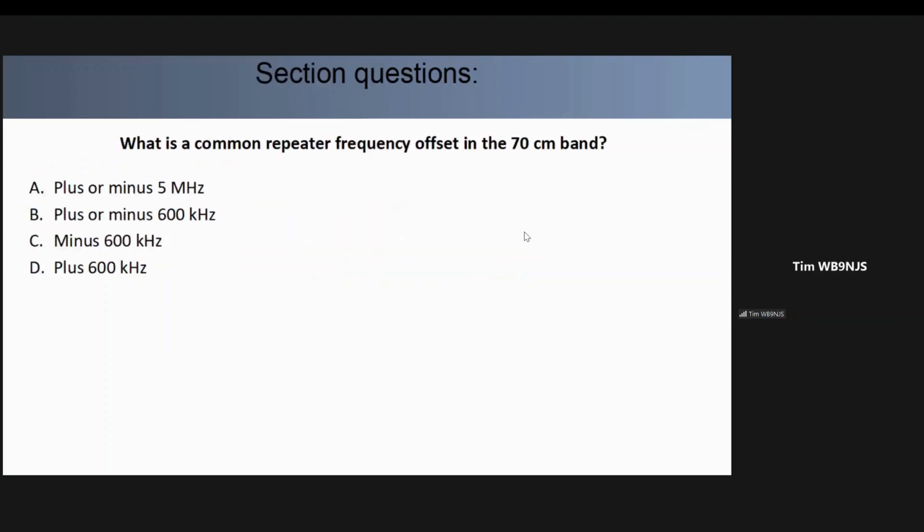Okay, let's run through quick questions through the section we just went through. What's a common repeater frequency offset on the 70 centimeter band? 70 centimeters is the 450 megahertz band, and it has a whopping plus or minus 5 megahertz offset for 70 centimeter repeaters.